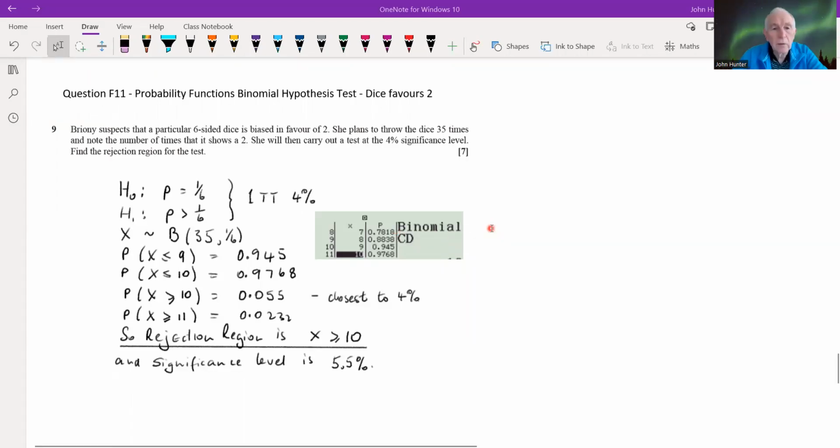Okay, we've got a worked example here for a binomial hypothesis test. We've got a six-sided dice, and Bryony suspects that it's biased in favour of 2. So she's going to throw the dice 35 times and note the number of 2s, and then carry out a significance test at the 4% significance level. Find the rejection region for the test.